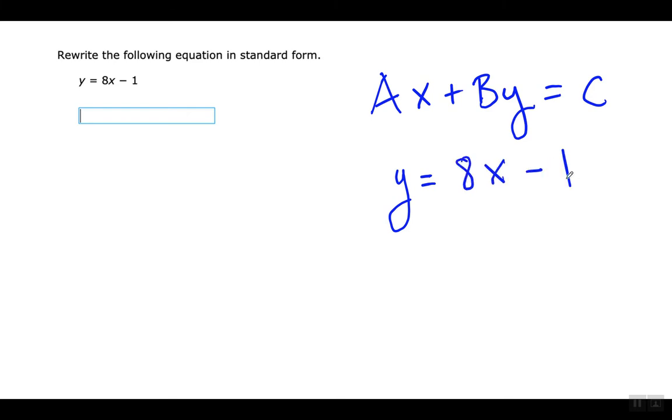Instead of moving the 8x to the left, I'm going to move the y to the right and the minus 1 to the left.